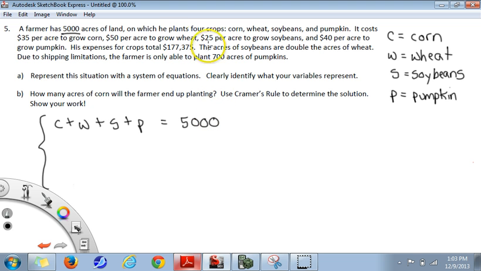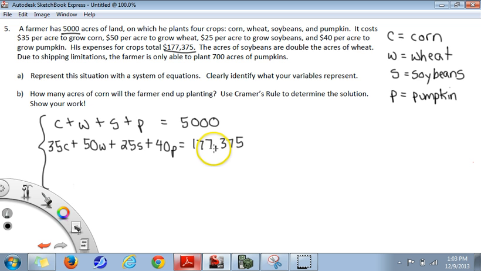Another total that we have is total expenses, and then we're given the individual expense for each type of crop. And so that will be our multipliers for this rule. We've got 35 for corn, 50 for wheat, 25 for soybeans, and 40 for pumpkin. And that will be our total expenses, $177,375.